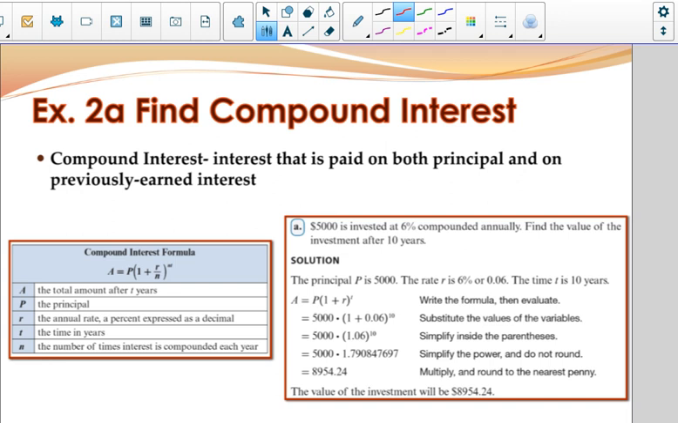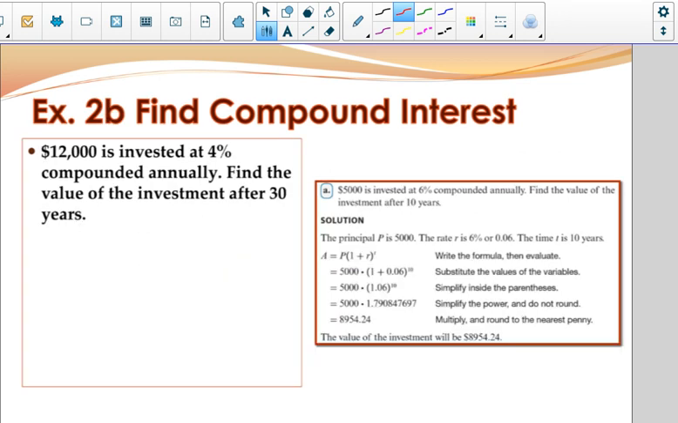So the formula you can see right here is the account amount equals P, principal, times 1 plus R over N. R is the interest rate, N is the number of times they're going to pay your account, and then all raised to the NT power. Just to let you know, for N, if it's annually, that's 1 time a year. If it's quarterly, that's 4 times a year. So let's take a look at an example.